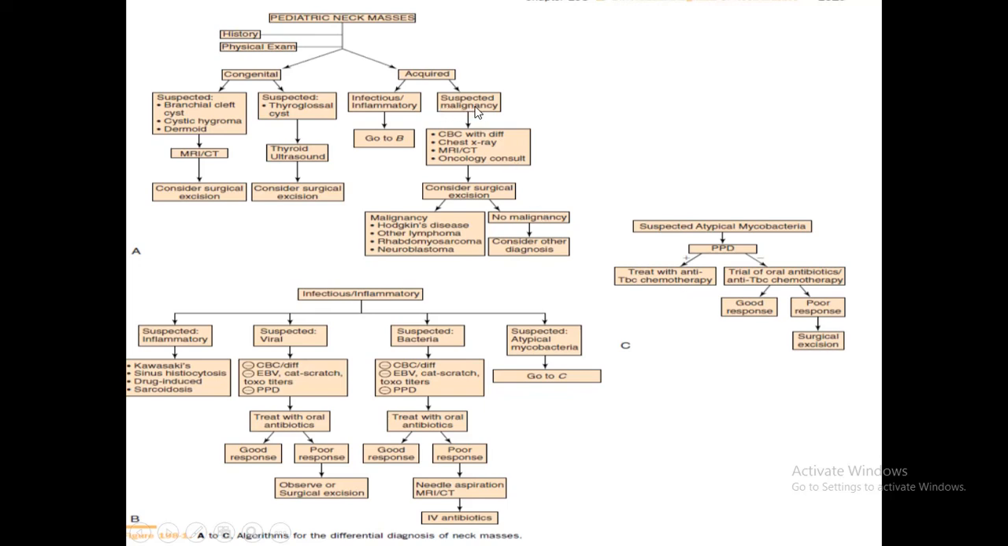If you are suspecting a malignancy, then obviously you should go for tests like CBC, chest X-ray, MRI or CT and consider surgical excision. As we already discussed, it can be due to Hodgkin disease, lymphomas, rhabdomyosarcomas or neuroblastomas, and if there is no malignancy, then consider other diagnoses. So this is all about the neck masses.